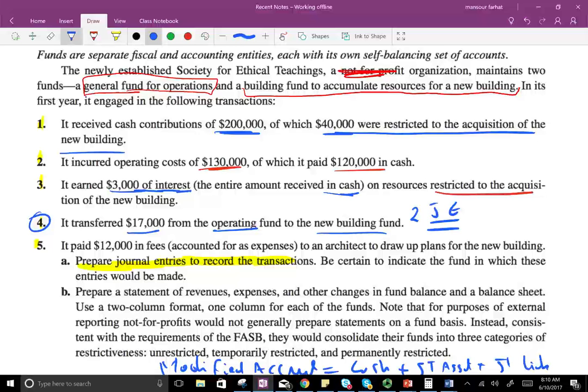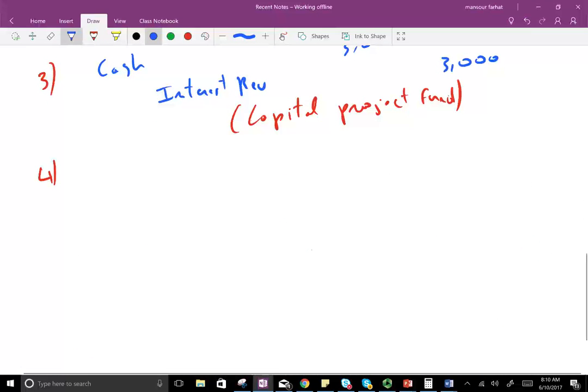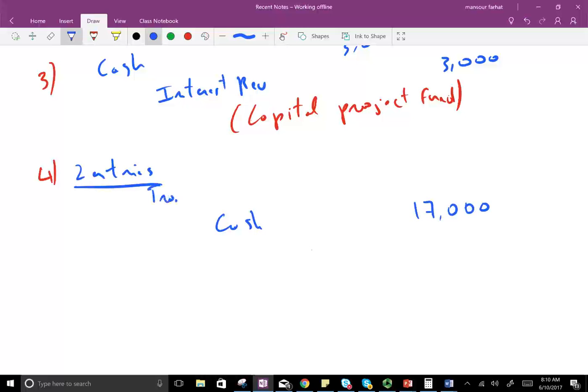So let's start with the general fund. The general fund transferred money out. So notice we're going to have 2 entries. The general fund is going to credit cash, $17,000, and they are going to debit an account called transfer out. So they transferred out $17,000. That's the general fund.